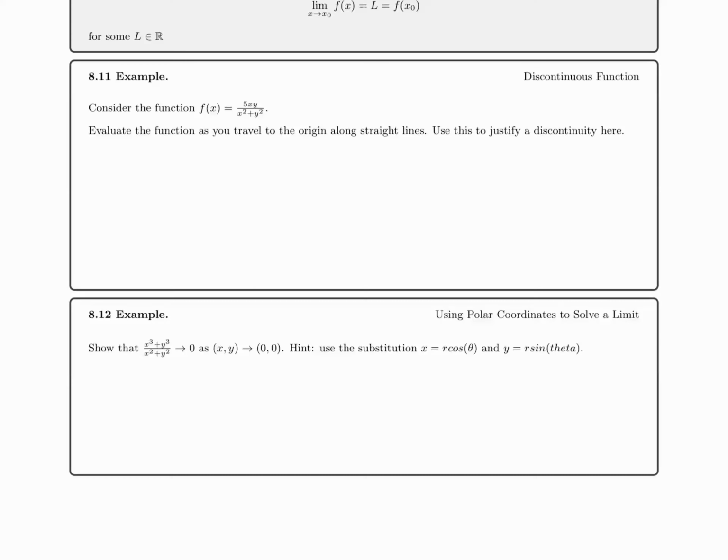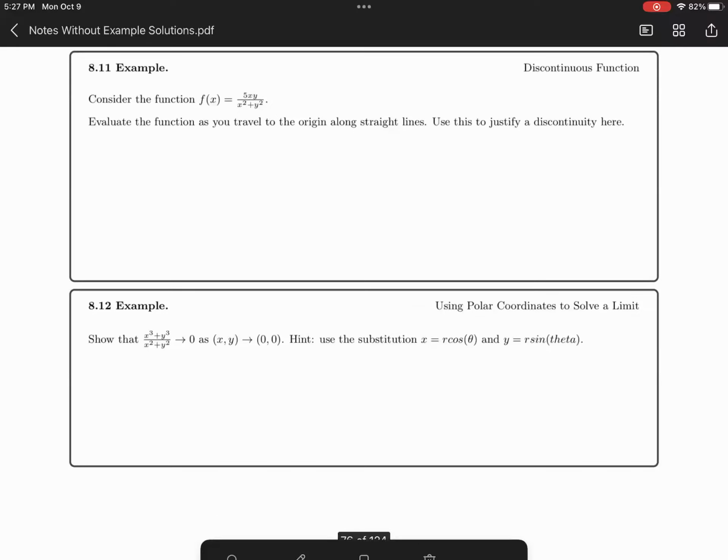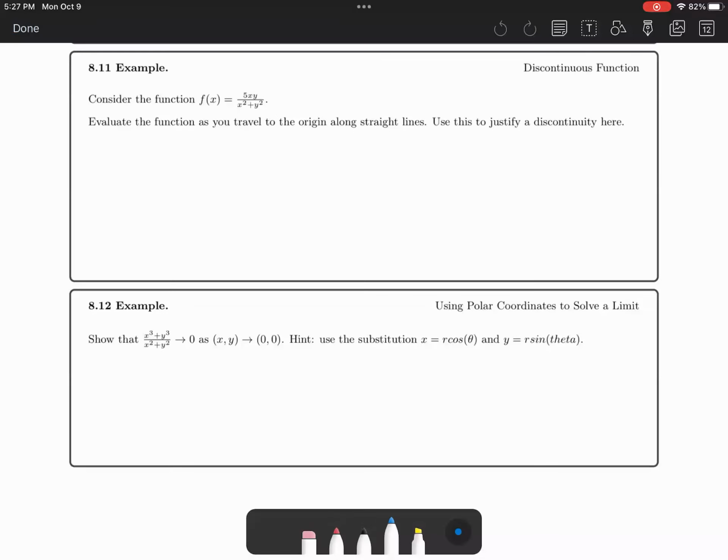Example 8.11. Consider the function f of x, which is 5xy divided by x squared plus y squared. Let's evaluate this function as we travel towards the origin along straight lines, and then use this to justify that there's a discontinuity there. So remember, in multiple, or in fact, in one dimension, a function is going to experience a discontinuity if either the limit does not exist, or maybe the limit exists, but does not equal your function. Right? Here we have the exact same idea.